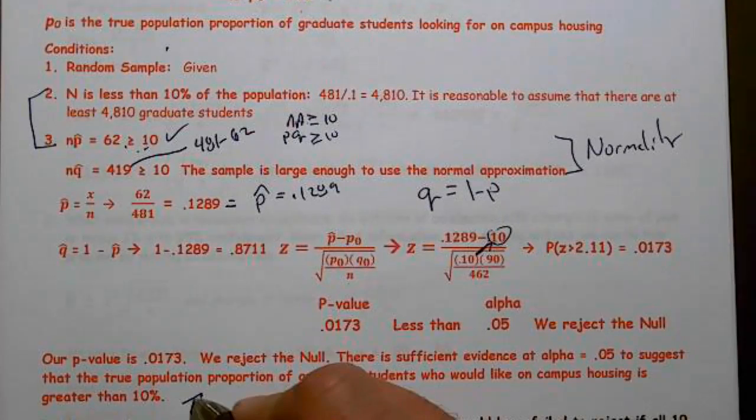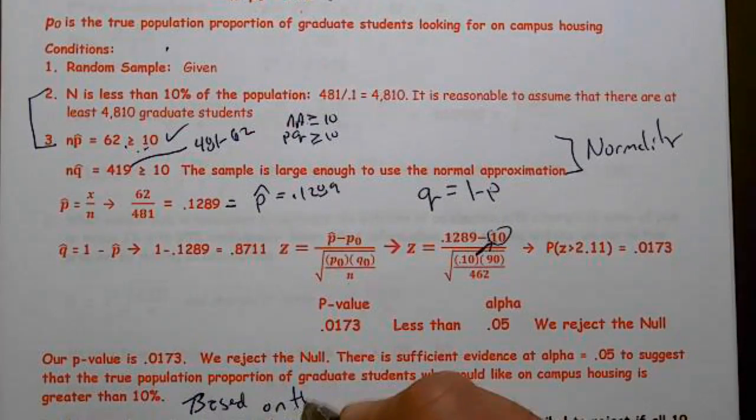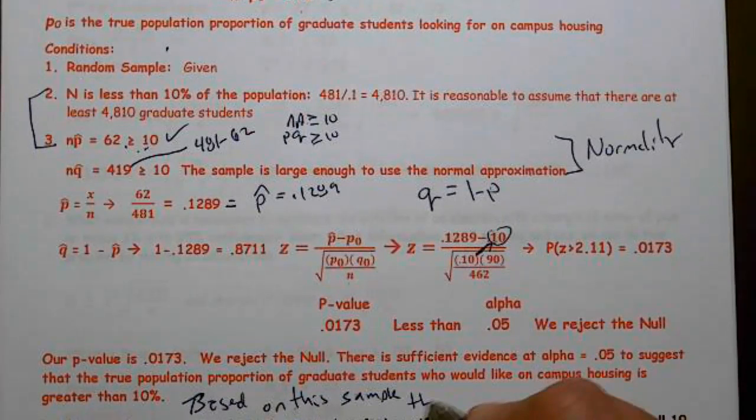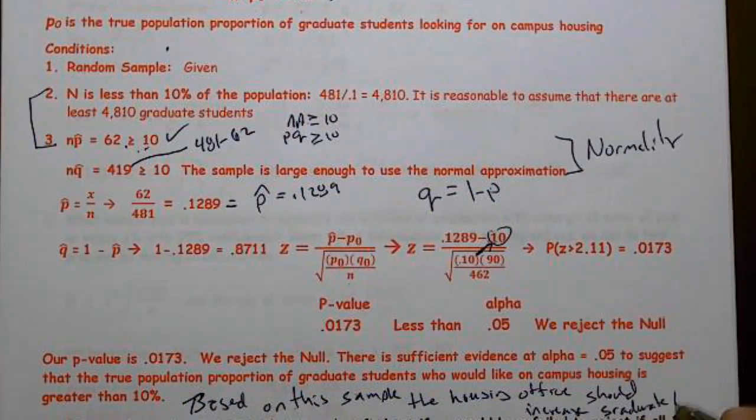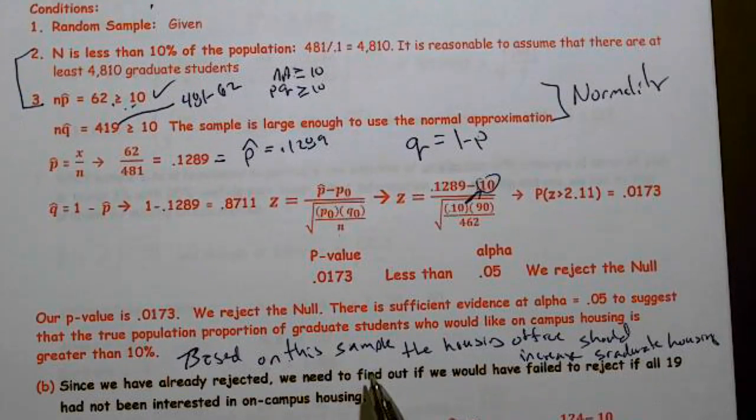based on this sample, the housing office should increase graduate housing. All right. Based on this sample, the housing office should increase graduate housing.